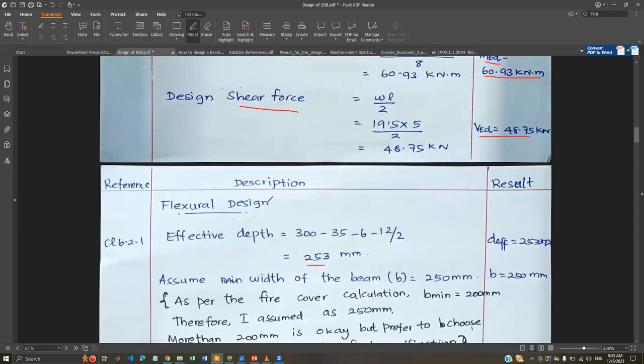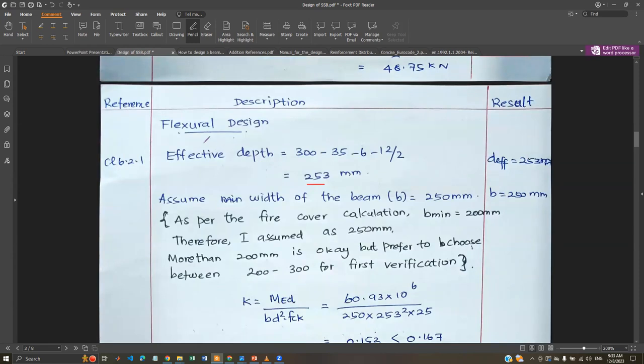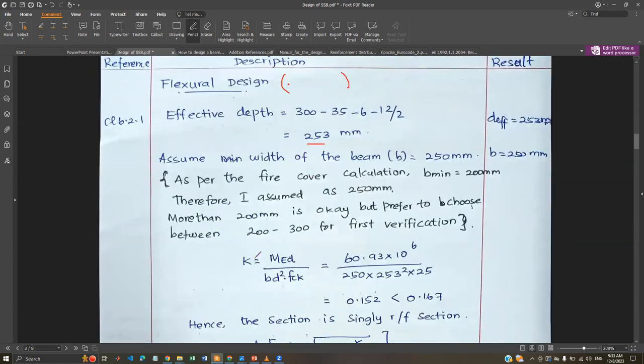Now we can move to the bending moment design, or the flexural design, or sometimes, as we mentioned in the last class, the mid-span design. I mean, we are going to consider the mid-span and perform the flexural design, right? You know these equations, but before I apply the parameters to this equation, I am going to calculate my effective depth. So you know what it means by effective depth.